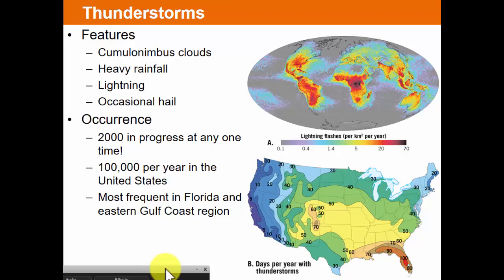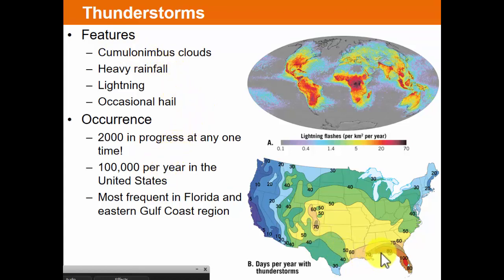We're going to quickly work our way through thunderstorms, tornadoes, and hurricanes to wrap up this whole section on weather. Thunderstorms are oftentimes associated with cold fronts, but also just with the warm equatorial regions. Those are cumulonimbus clouds. Cumuliform means they have vertical extent. Nimbus means they have rain. Heavy rainfall, lightning, and occasional hail.